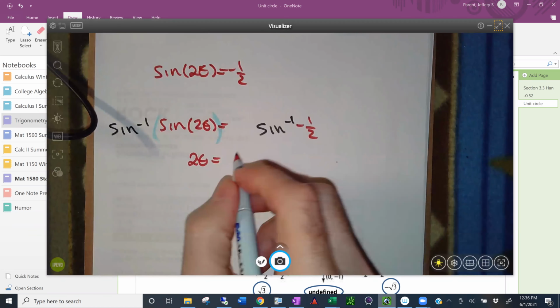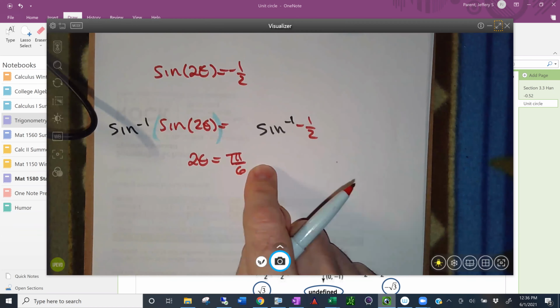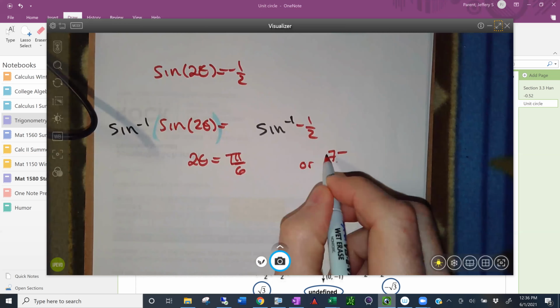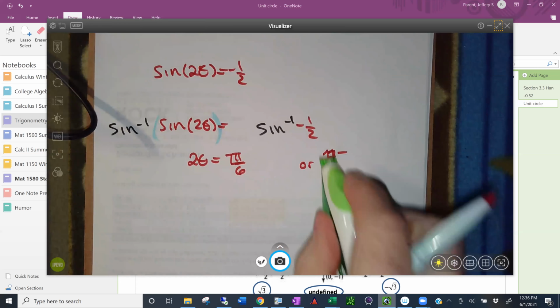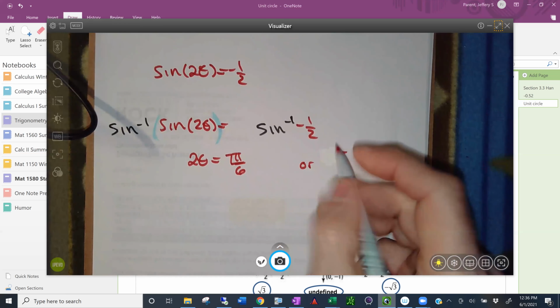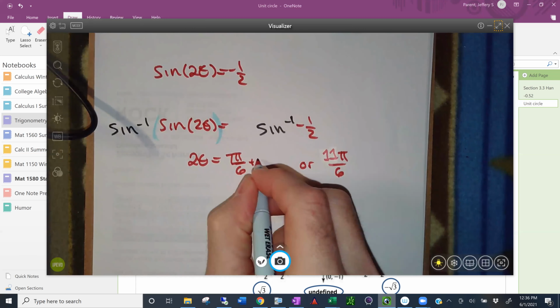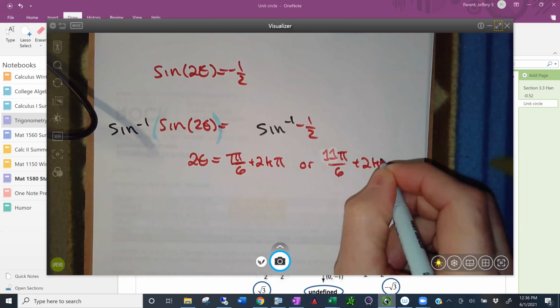2 theta could be 7 pi over 6, leave a generous amount of space, or 7 pi, or yeah, I already got that one. How about 11 pi over 6? Yeah. Bad day. 11 pi over 6. Either of those work. But kind of building off our last problem, we're also going to add 2k pi. It's 2k pi.